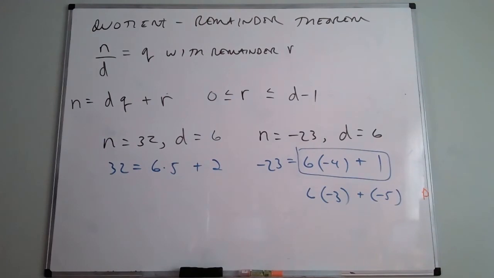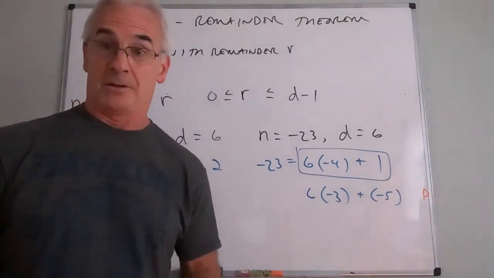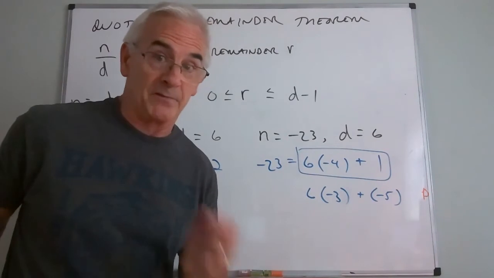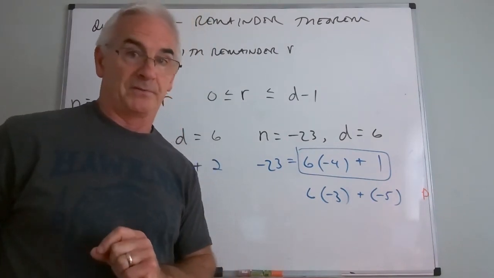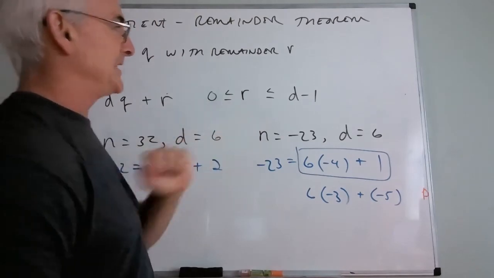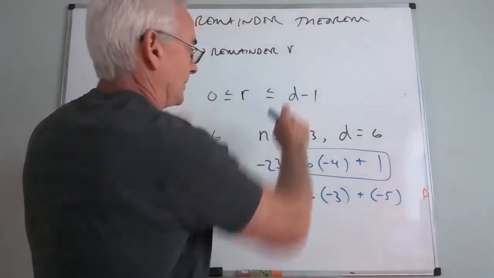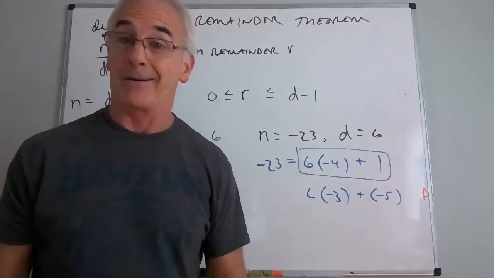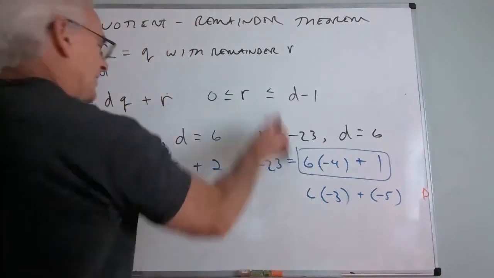Now, by the way, the divisor will always be positive. My numerator can be positive or negative, but my divisor will always be positive. Otherwise this statement here wouldn't work, would it? If D were allowed to be negative, then this is an impossible mathematical statement. So, okay. Now that we have this exercise.